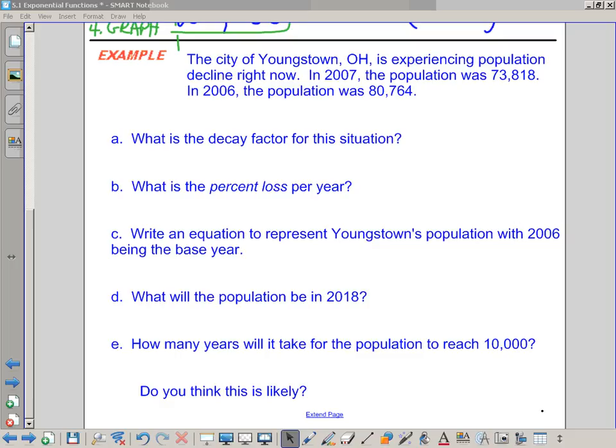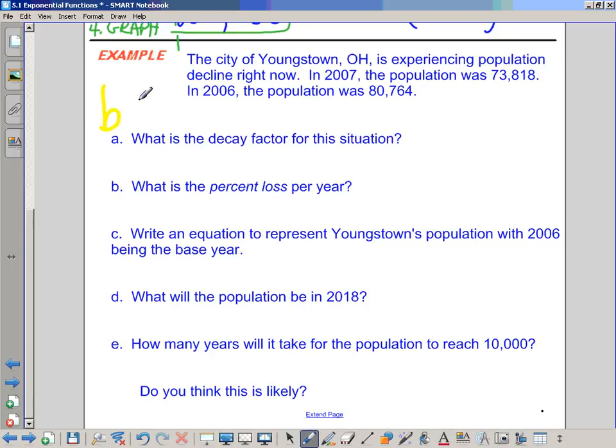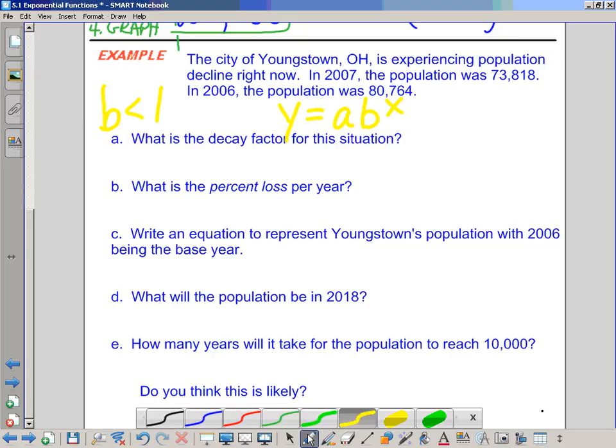Next, in section 5.1, we have the example for the population of Youngstown, Ohio. Now, this is a city that may be experiencing population decline. So we know going into this problem that the B that we get is going to be less than 1. Population decline would be an exponential decay problem. So that B, when in our function y equals ab to the x, we know that B has to be lower than 1.